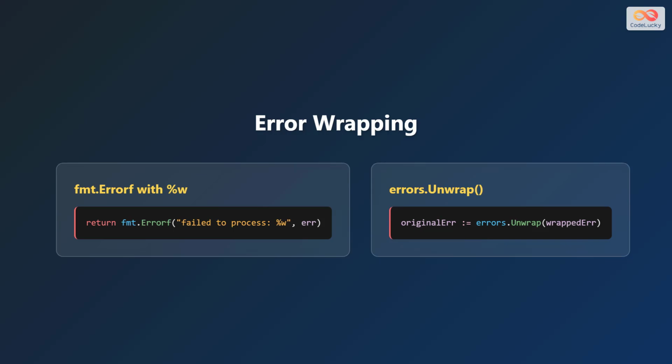The first one is fmt.Errorf with %w. When creating an error with fmt.Errorf, you can use the %w verb to wrap another error. This adds the underlying error to the new error, creating a chain of errors. The second is errors.Unwrap. To retrieve the original error from a wrapped error, you can use the errors.Unwrap function. This function takes a wrapped error as input and returns the underlying error, if there is one.